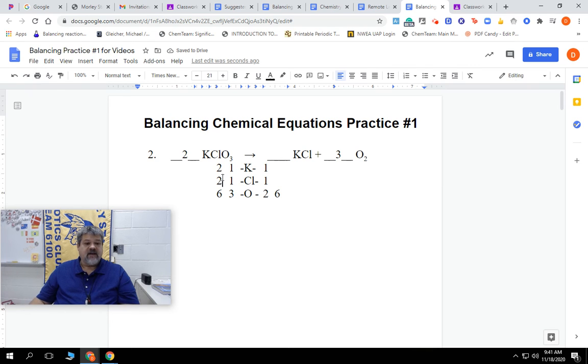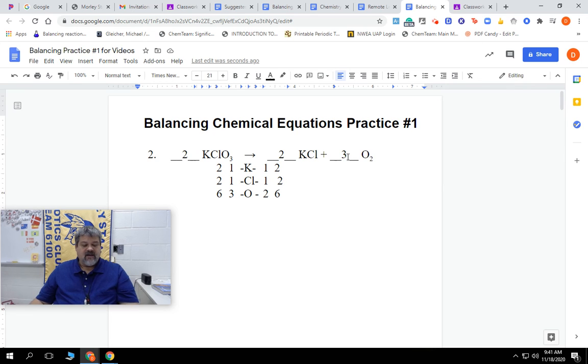So now we go to the other side. How do I fix that? If I put a 2 right there, let's see what happens. That changes my potassium to 2, and my chlorine also to 2. Now I'm even on both sides, so there is my molar ratio, 2 to 2 to 3.